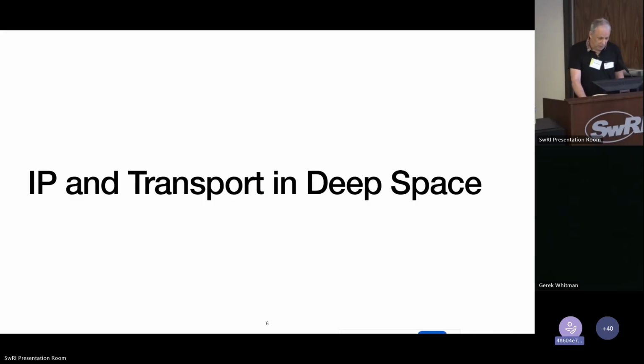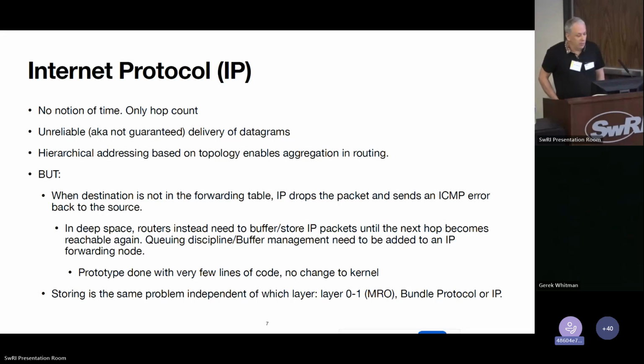So, IP and transport in deep space. IP itself doesn't have a notion of time, only hop count. It's an unreliable delivery of datagrams. It has hierarchical addressing based on topology that enables aggregation in routing, which is currently difficult for the bundle protocol to do. But when the destination is not in the forwarding table, IP drops the packet and sends an ICMP error back to the source. That's how it works today.